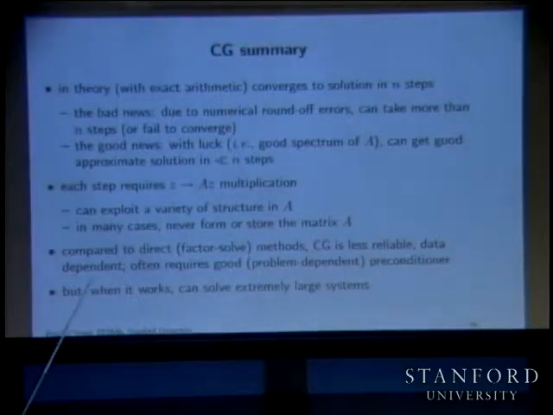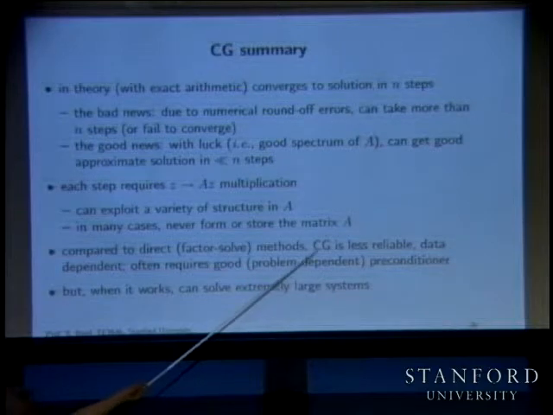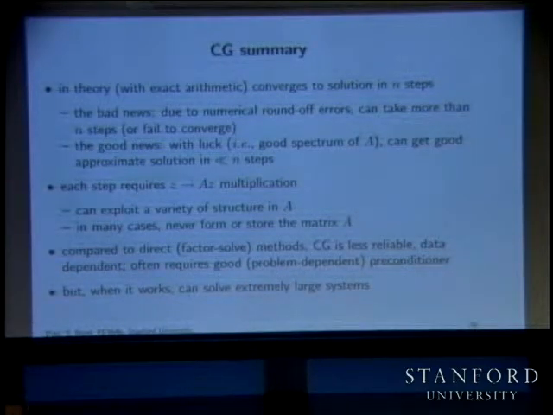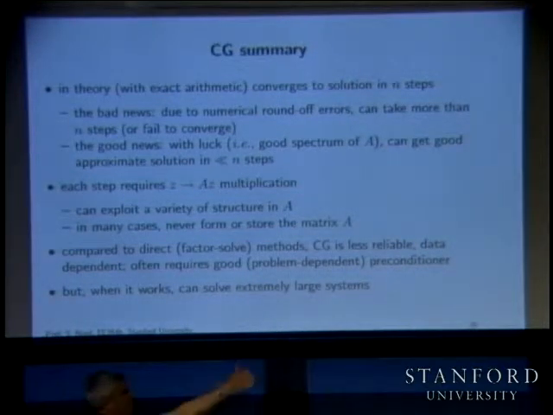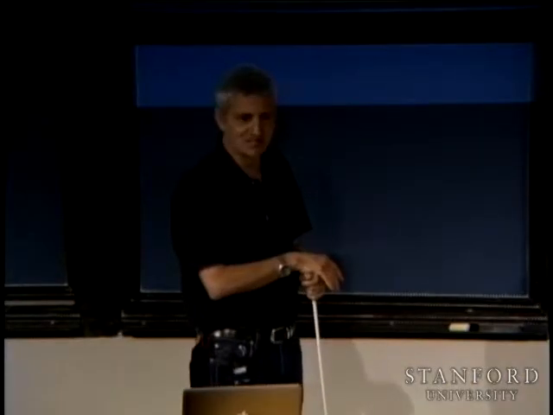Okay. And very important to fix in your mind how this is different from factor-solve methods. Okay, it's less reliable. It's data dependent. So, for example, that circuit I showed you, that was with a random topology. I might take another circuit that's got like a pinch point or something in it. 10,000 iterations, nothing happens. Or it's even worse. So it diverges. These are data dependent, okay?